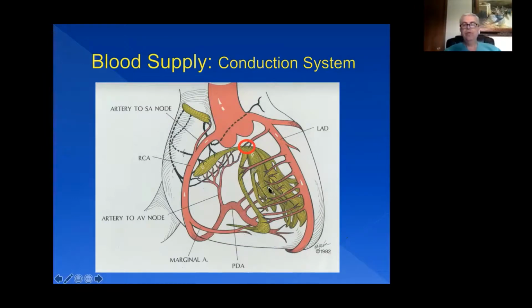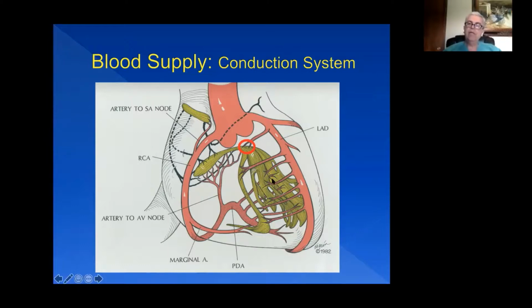This slide is to show the close relationship between the blood supply, arterial blood supply, and the electrical conduction system. This is the sinus node. This is the AV node, right bundle and left bundle with all its branches. We can see the right coronary artery. It gives a branch to the sinus node, another branch to the AV node. So to remember it, the right coronary artery on the right provides the blood supply to the part of the electrical system that's on the right, and that's the sinus node and the AV node.